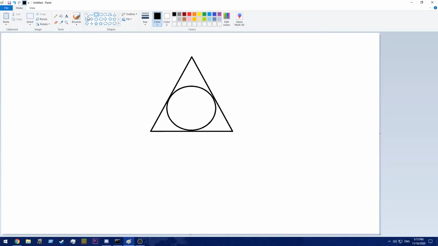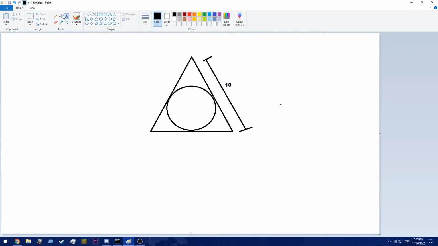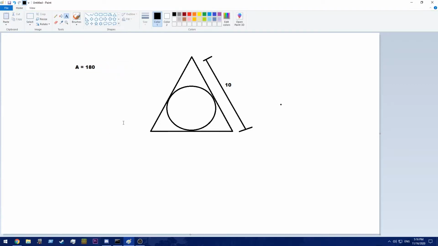So far. Define it as equilateral. Give this the length 10, 10 whatevers. So the rule is that an equilateral triangle has a total angle of 180. So each of these angles here is 60 degrees. So 60, 120, 180.